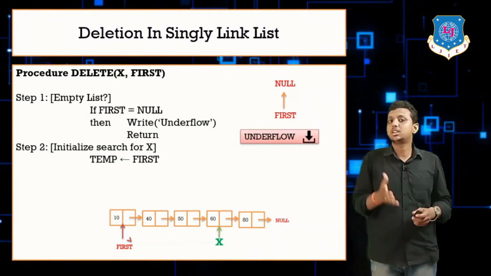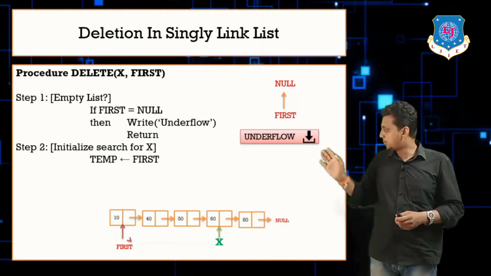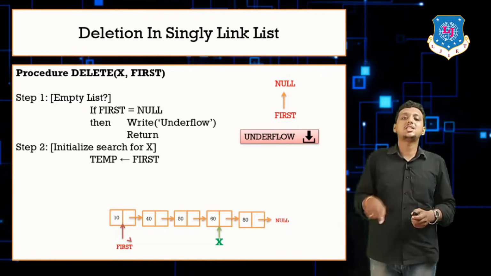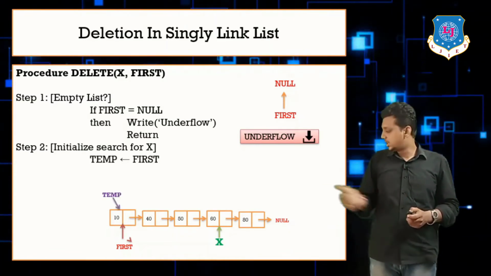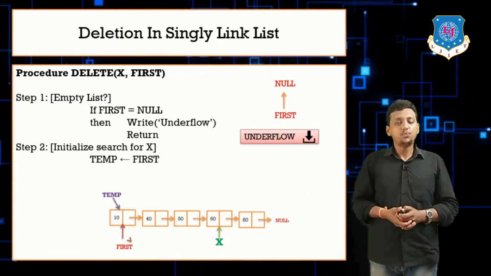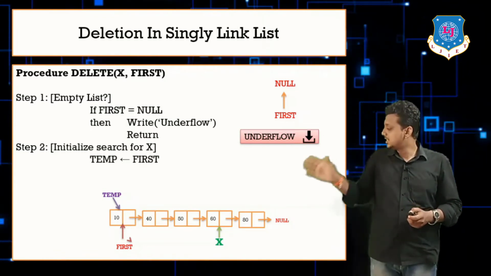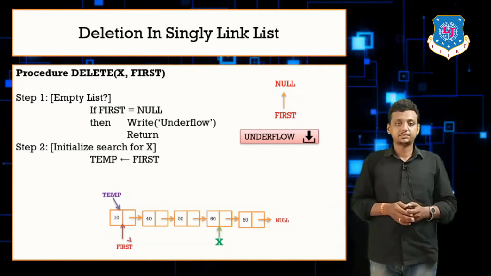Okay, because temp is also a temporary pointer. What is the algorithm? I am going to take a temp pointer, which is known as the temporary pointer, and initialize it to first. So here it is. Temp is pointing to first. This is my step number 2. I am just initializing my temp to first.